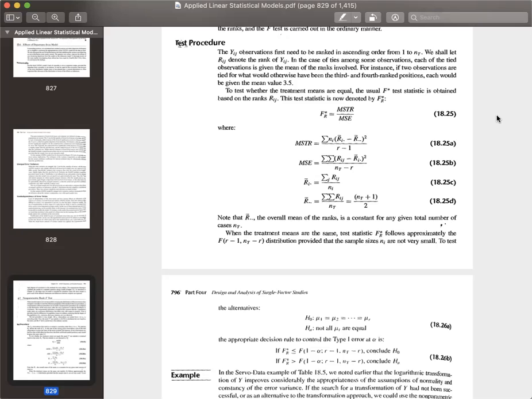When the treatment means are the same, test statistic F star R follows approximately the F of R minus 1, Nt minus R distribution, provided that the sample sizes Ni are not very small. So to test the alternatives, we have the null hypothesis that the mu's are equal to each other, and the alternative hypothesis that not all mu's are equal. The appropriate decision rule to control the type 1 error at alpha is, if F star R is less than or equal to the F of 1 minus alpha, R minus 1, Nt minus R, then we conclude the null hypothesis. On the other hand, if F star R is greater than F of 1 minus alpha, R minus 1, Nt minus R, then we reject the null hypothesis.